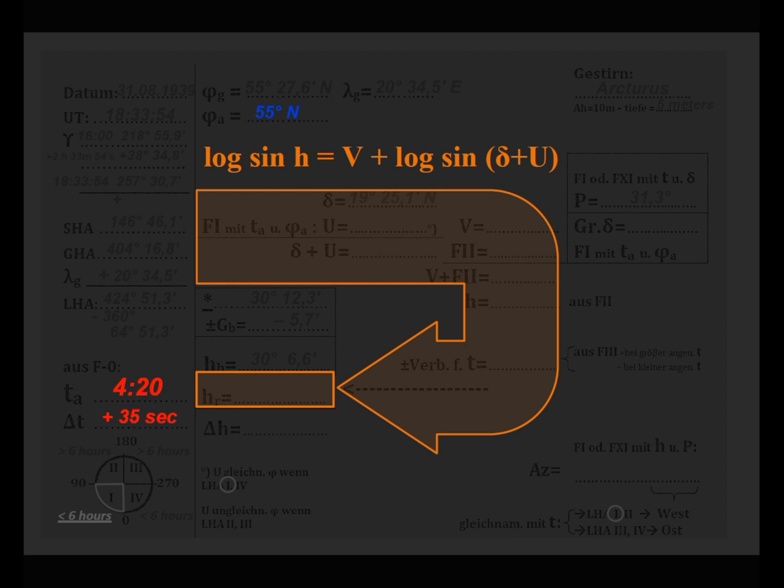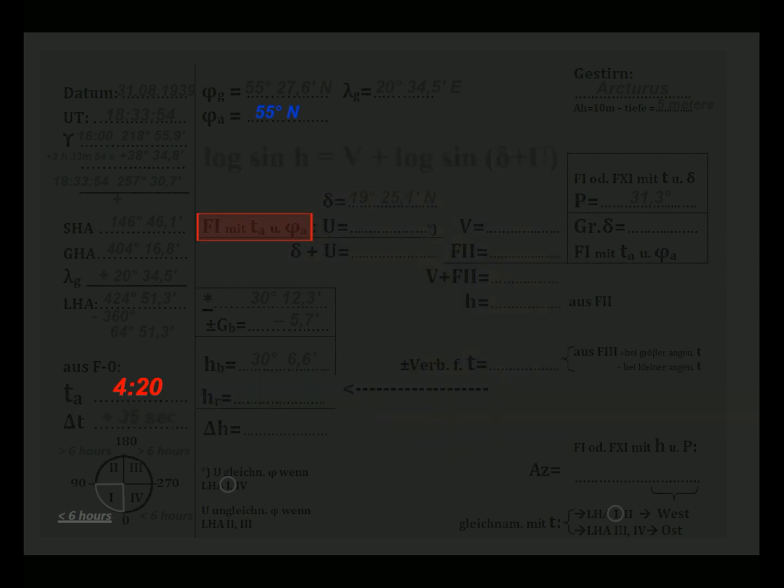The calculation of the altitude begins with entering the F1 table with the value of the local hour angle and latitude in order to extract from the table the auxiliary values U and V necessary for calculating the altitude, as well as the third auxiliary value for determining the azimuth, which we will talk about later.